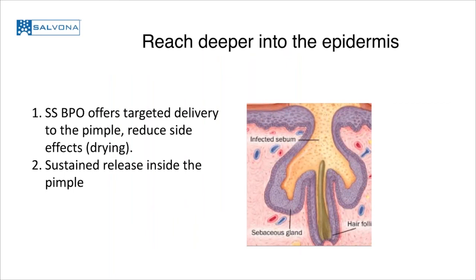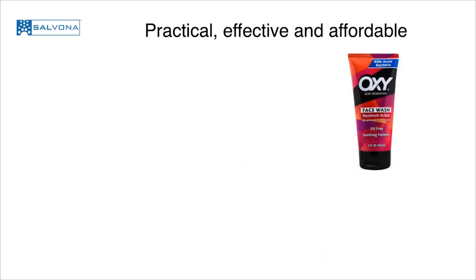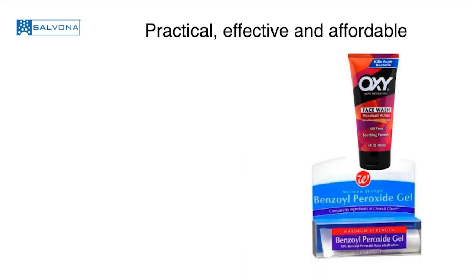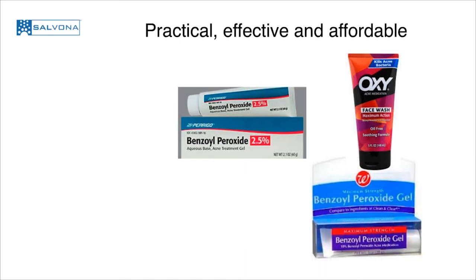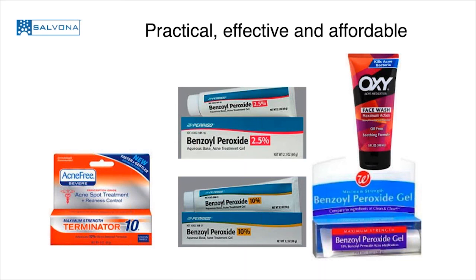The oxidizing power of BPO can open the pores and can kill the bacteria inside the pores. It is considered to be an antibiotic and a very powerful solution. It is a practical, effective, and affordable solution. It has been used in multiple forms of wash, leave-on, gels at concentrations ranging from 2.5 to 10%. It used to be called the Terminator when used at 10%. It reduces the redness and the acne formation.